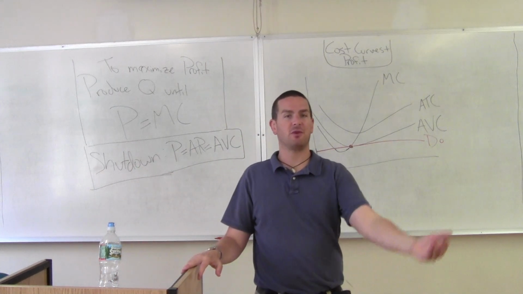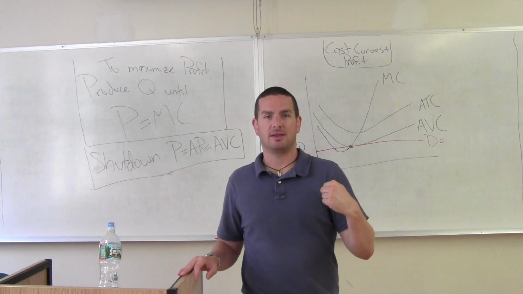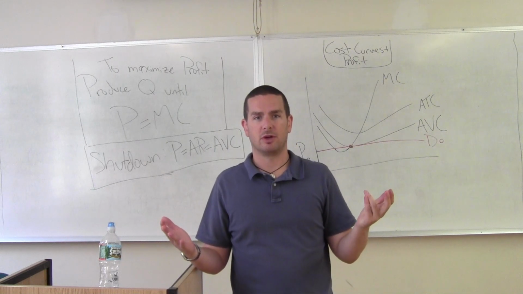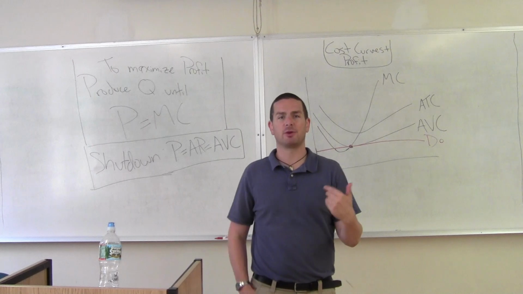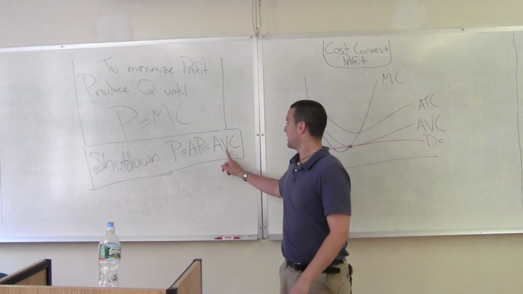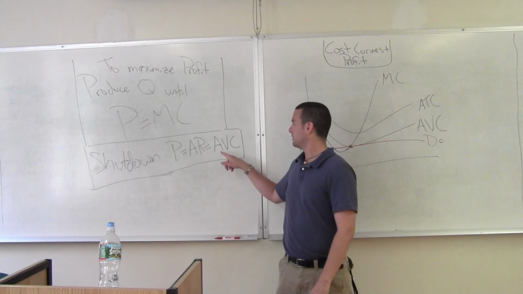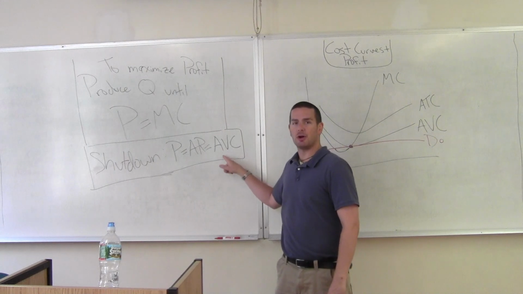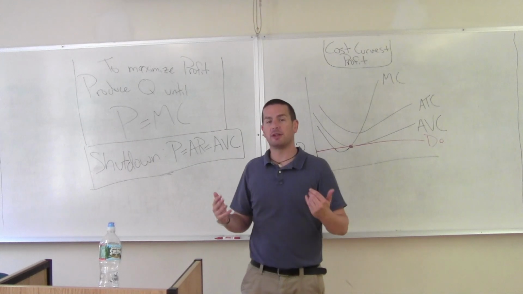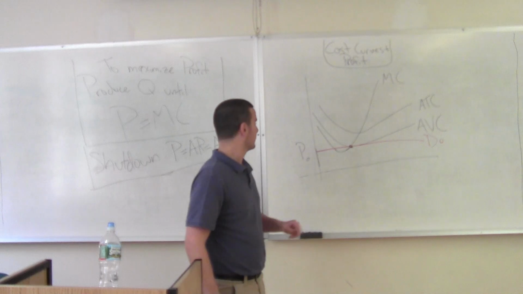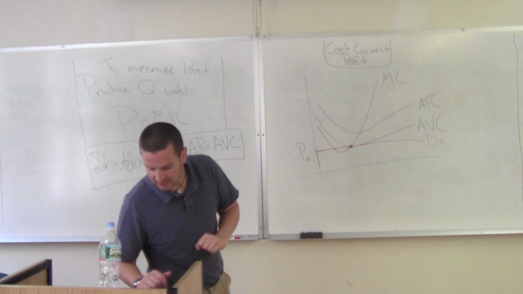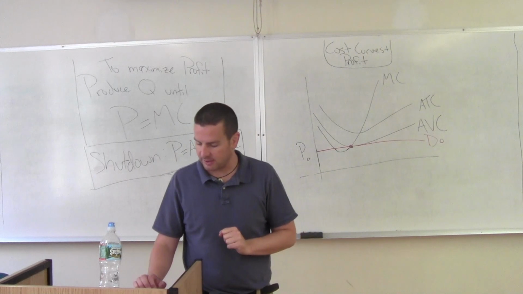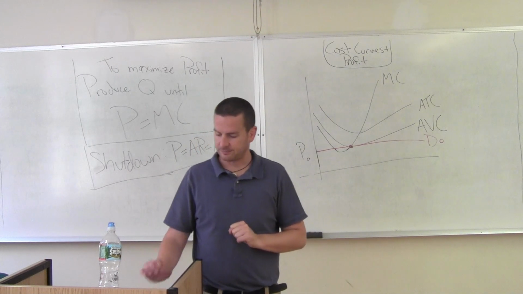If I was making 14 cents, then I would shut down. So anything below your average variable cost, you would shut down. We call that the shutdown point, which is right here. And on page 164, it's point B.